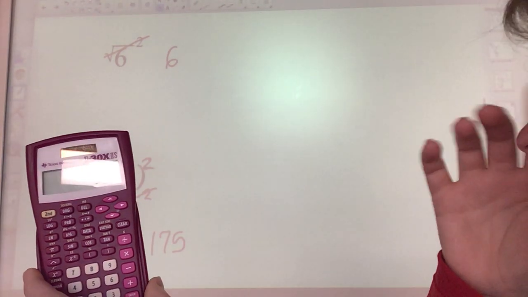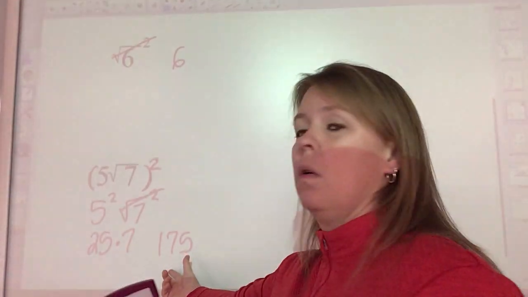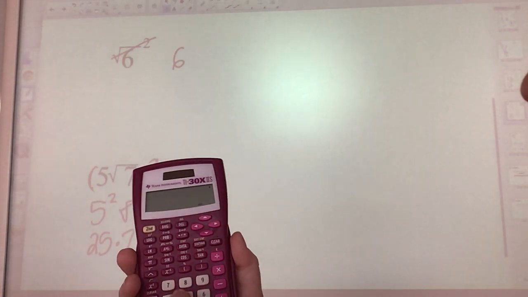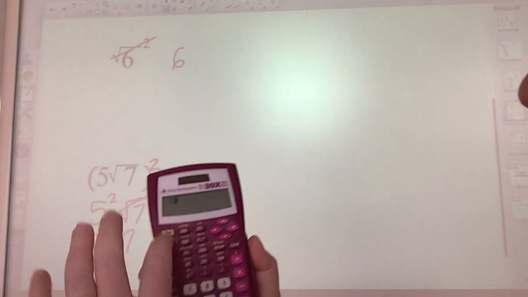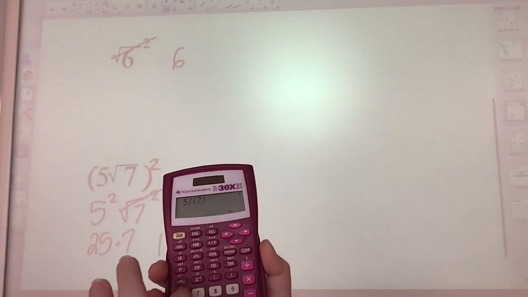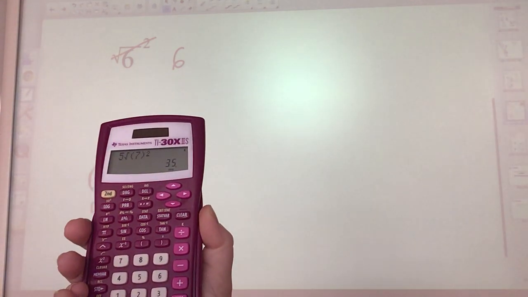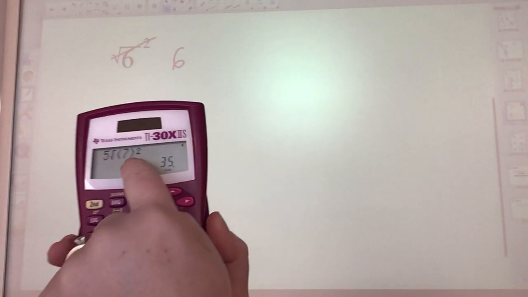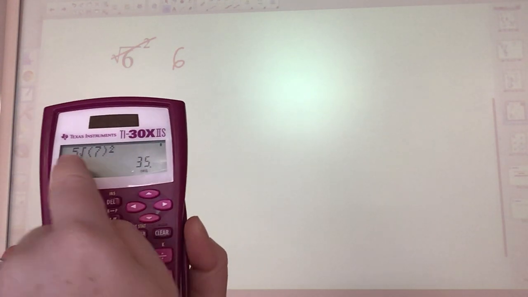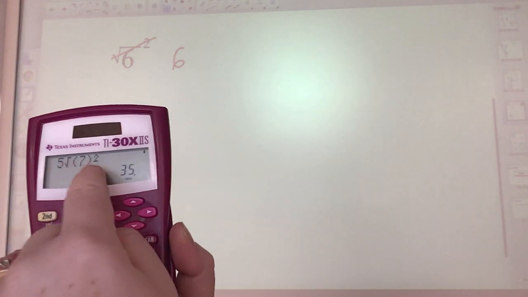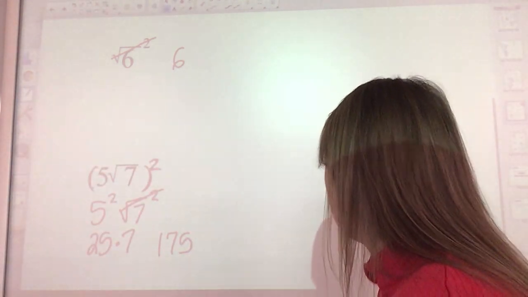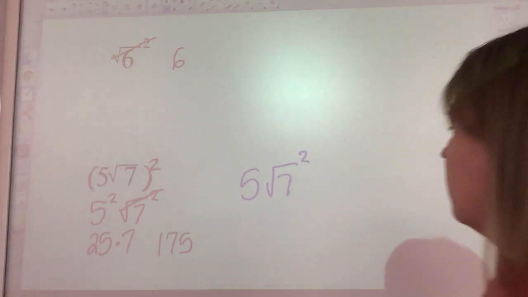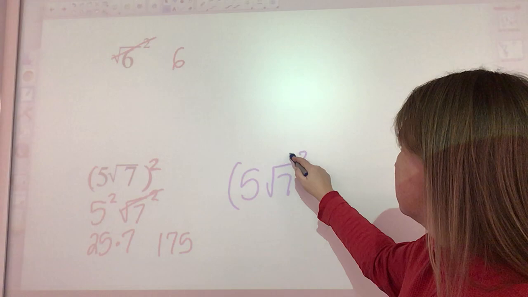Anytime you have something squared, you're going to get a whole number. It's not going to be a decimal. So, if you type in 5 square root of 7 squared, you're like, yeah, I thought that was wrong. It's not supposed to be 35. That's because you weren't careful on your squared. If you look at what I see there, you see a 5, and then you see a square root of 7 squared. You typed in this. We need to type in this.